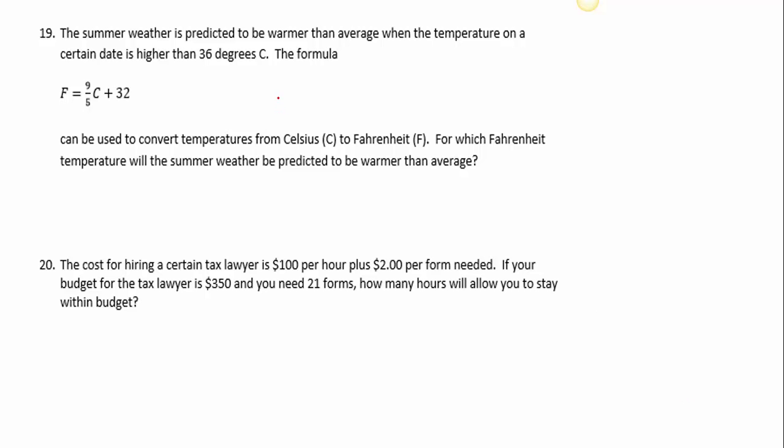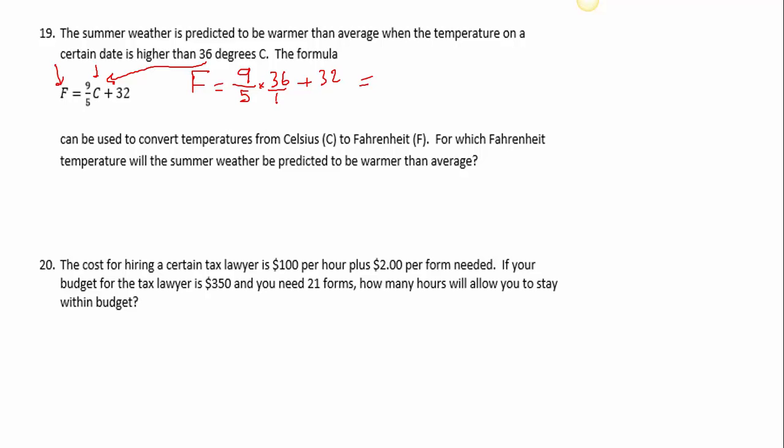The summer weather is predicted to be warmer than average when the temperature on a certain date is higher than 36 degrees centigrade or Celsius. The formula between Fahrenheit and Celsius is F equals 9 over 5 C plus 32. Now we're given that the Celsius is 36. Let's substitute C equals 36. So 9 over 5 times 36 plus 32. Let's see how much is the Fahrenheit.